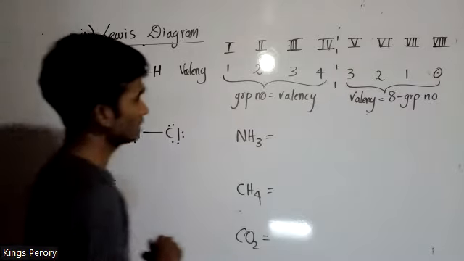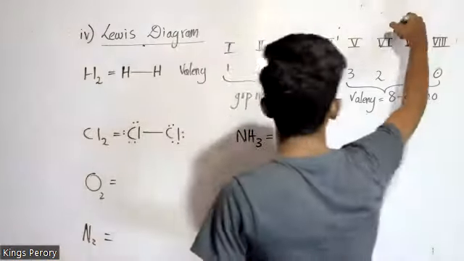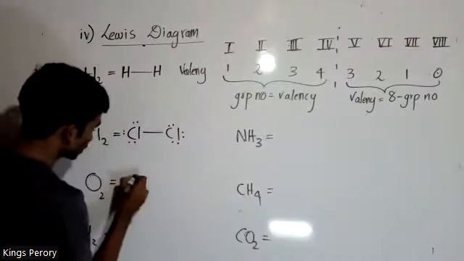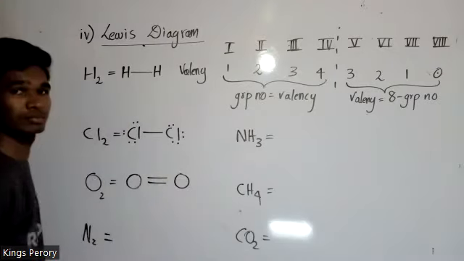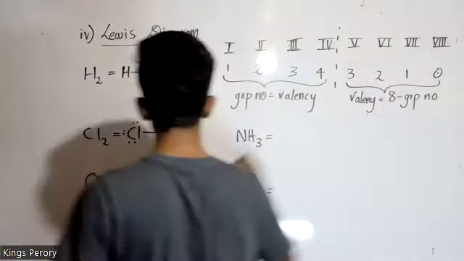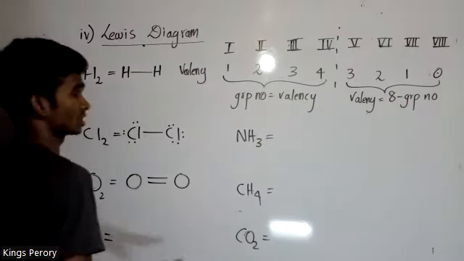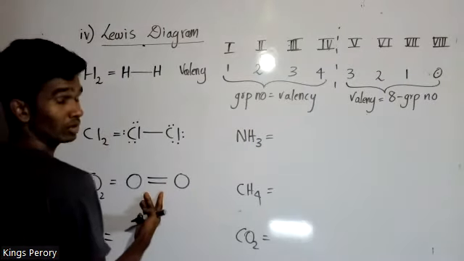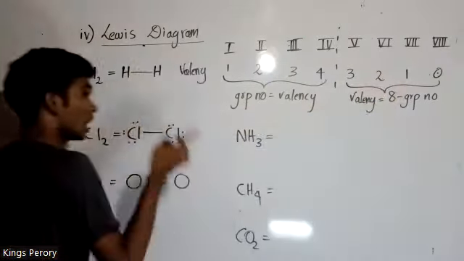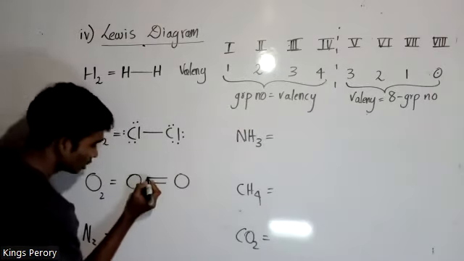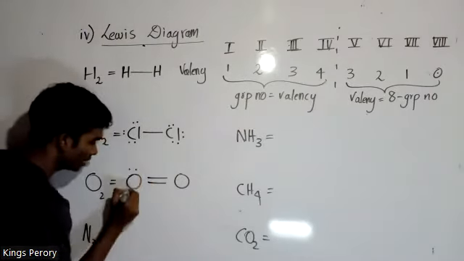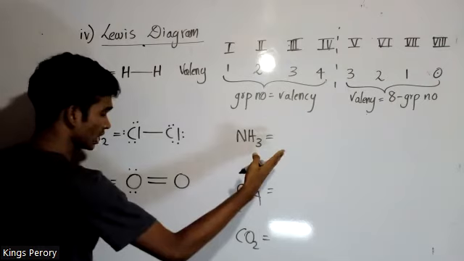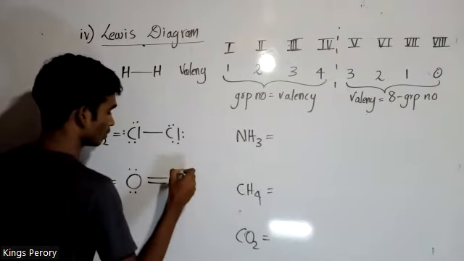Oxygen. What is the valency of oxygen? Oxygen is a 6th group element. Therefore, valency is 2. That means oxygen likes to build 2 bonds. Valency is the number of bonds they like to form. 6 group elements means 6 electrons in the outermost shell. 2 electrons went for bonding. Remaining 4 electrons are there.